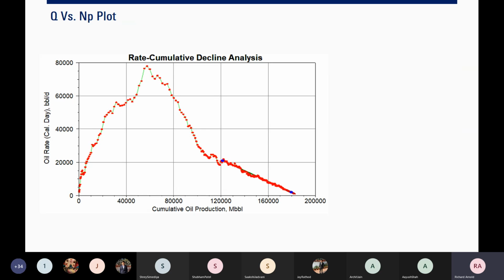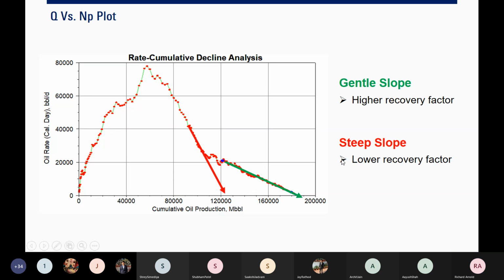And you can also plot rate versus cumulative oil. I plot it. You can use Excel, or in this particular case I use OFM. You plot it this way: oil rate versus cumulative oil production. You just need to find a linear trend, and you do matching and extrapolation there. If you have a gentle slope, like at this interval, it means that you will have higher recovery factor and higher sweep efficiency. But if you have a steep slope, you will have lower recovery factor.